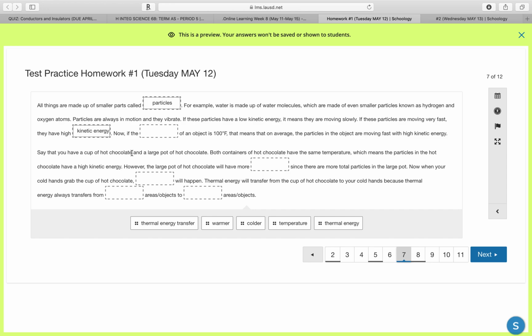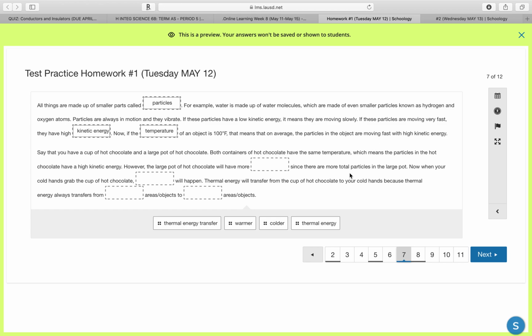Now, if the blank of an object is 100 degrees, that means that on average, the particles in the object are moving fast with high kinetic energy. So what measures the average kinetic energy? Well, we know that that is temperature. So if the temperature is 100 degrees, that means they're moving fast.